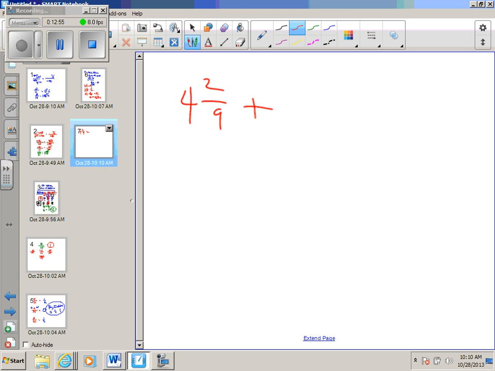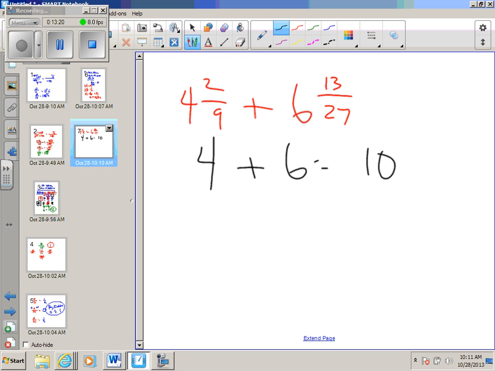Four and 2/9 plus a 6 and 13/27. We're just going to take these concepts and put them into simple addition and subtraction problems. 4 and 2/9 rounds to, 6 and 13/27 rounds to, equals. There it is.